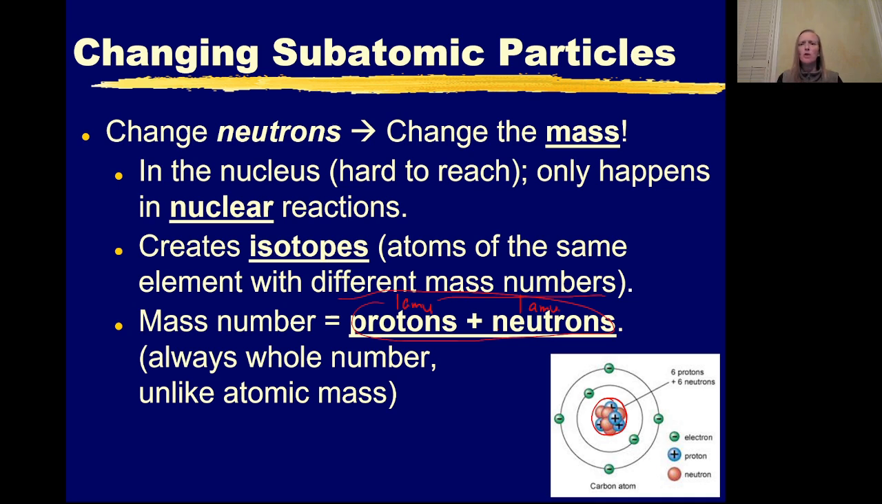This is always going to be a whole number. You can't have 1.5 protons or 2.75 neutrons. So this is always going to be a whole number. Unlike atomic mass, that mass that was on the periodic table, that's a decimal number because it was an average. Here, mass number is always going to be a whole number.